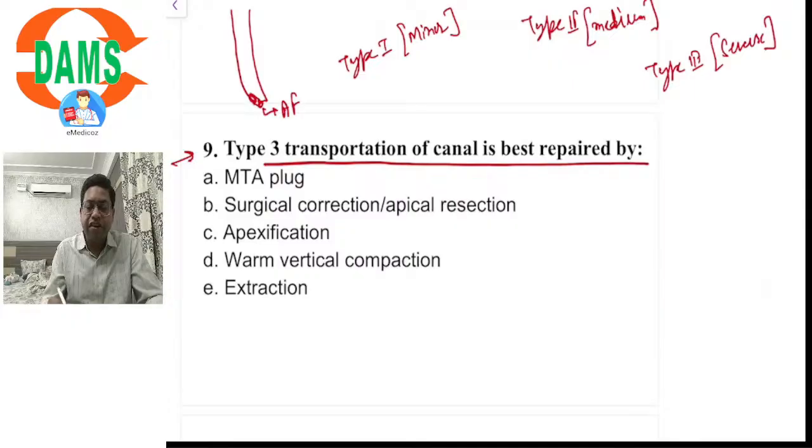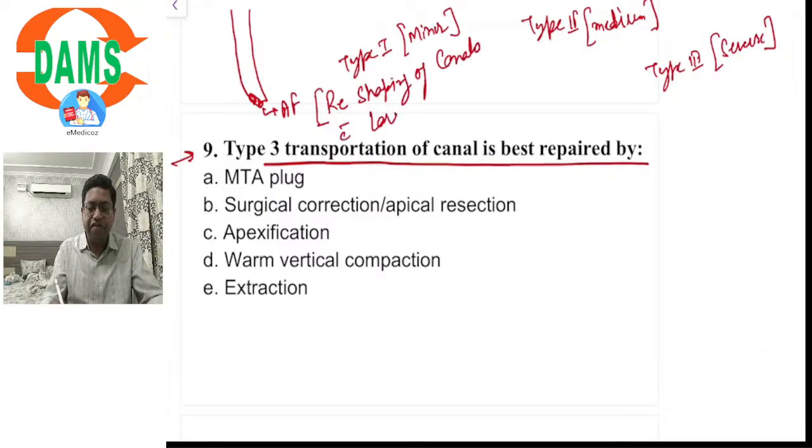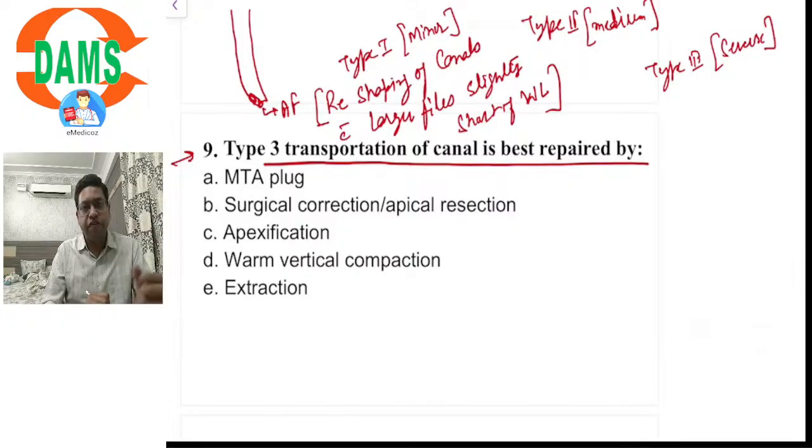So type 1 minor, it requires simply reshaping of canals with larger files, slightly short of working length. Nothing much is required. You would realize that a type 1 transportation has occurred. You would shorten the working length by 0.5 to 1 millimeter depending upon the location, and then do cleaning and shaping again so that a new apical stop is created in the apical one-third.